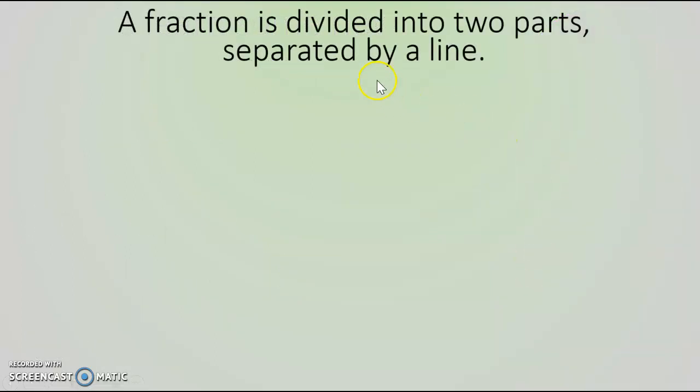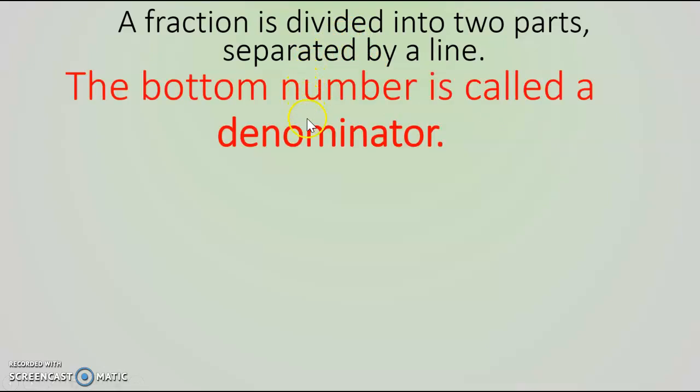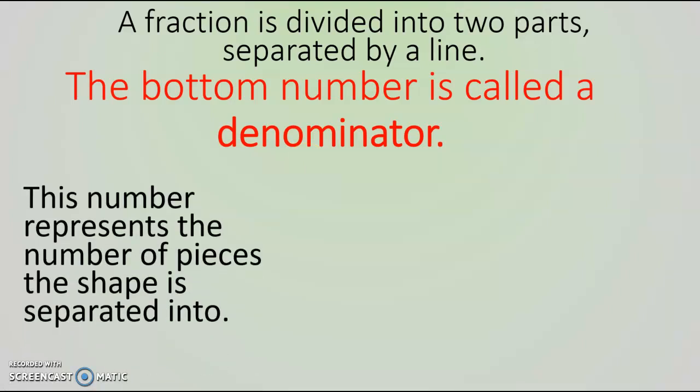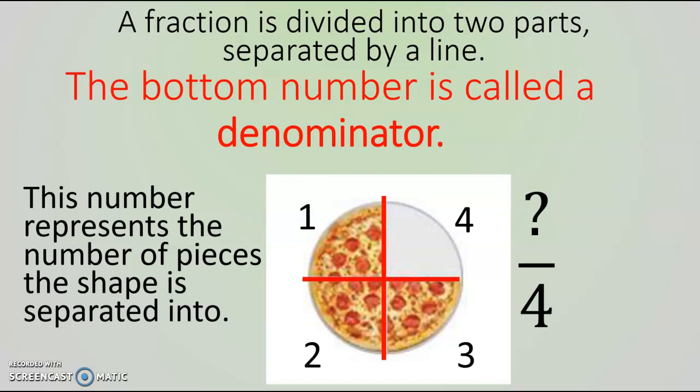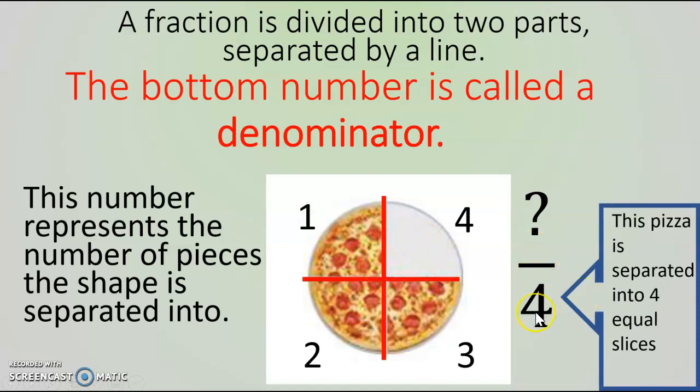All right, in a fraction, if it's divided into two parts, it's separated by a line. And the number below the line on the bottom is called the denominator. This number represents the number of pieces that the shape is separated into. So if we look at this pizza, we can see that it's been separated into 4 slices. 1, 2, 3, 4. So if I had a fraction, that bottom number would be the number of slices altogether. The pizza is separated into 4 slices.